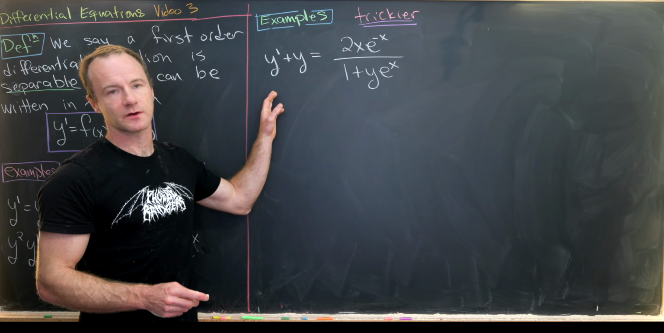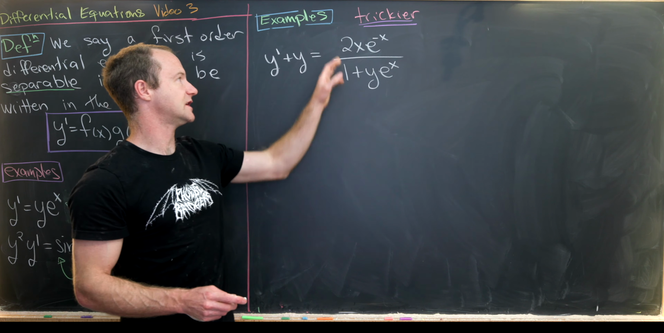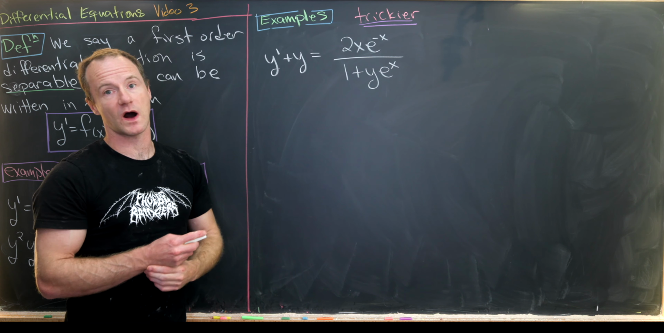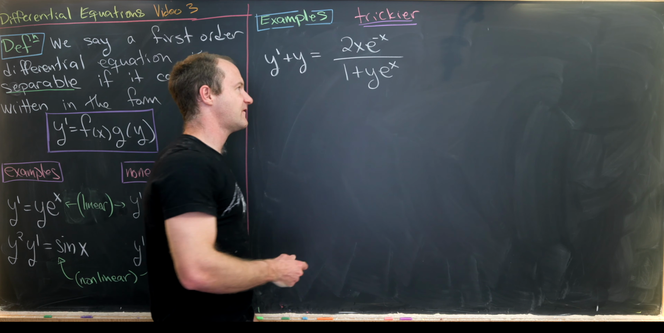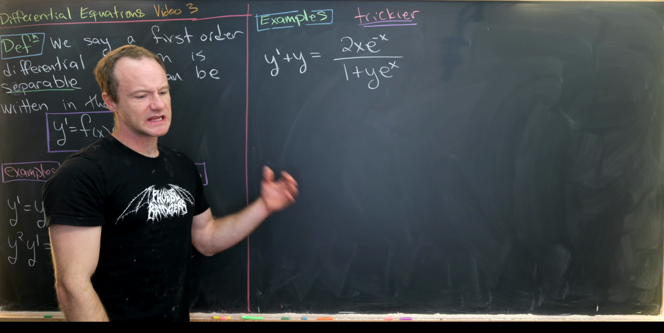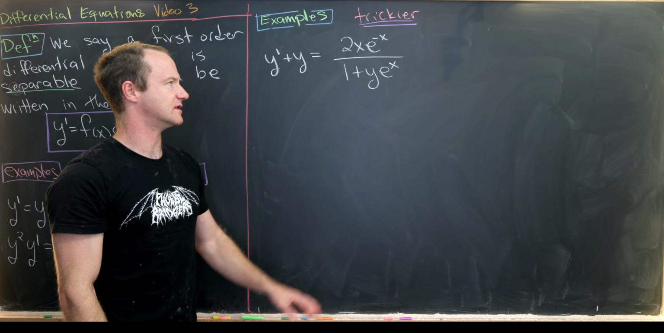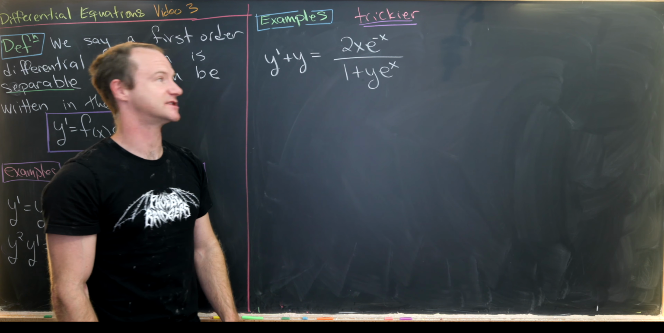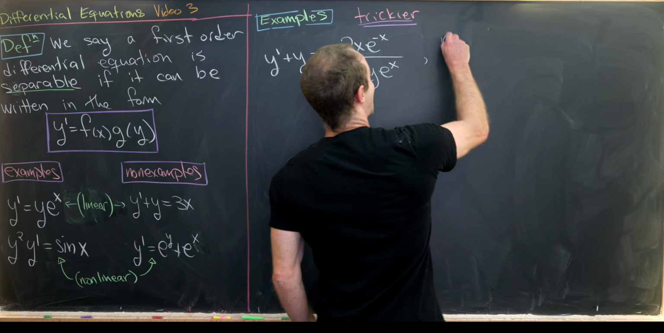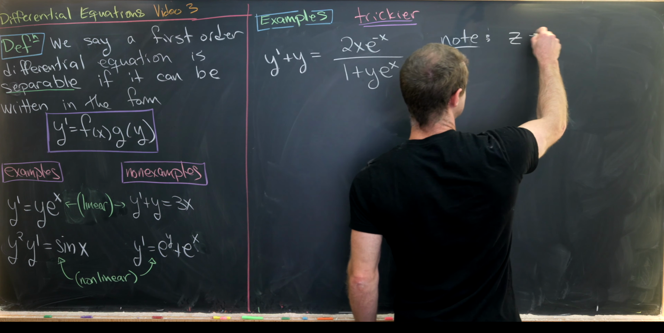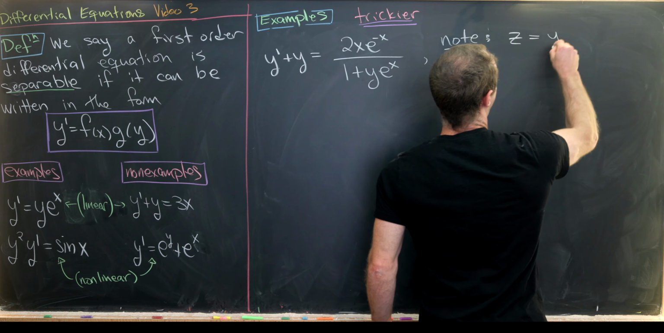Okay, what do we have here? We have y prime plus y equals 2x e to the minus x over 1 plus y e to the x. And the fact that y and e to the x are coupled in this denominator gives me some sort of motivation that maybe our trick will be to view this y times e to the x as its own function.